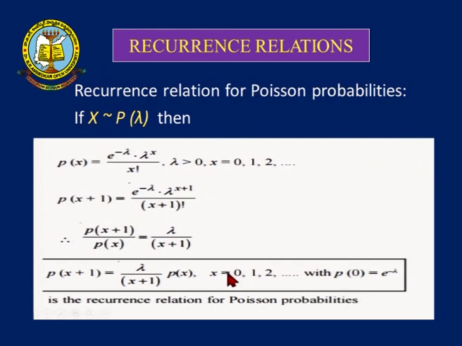Here x takes values 0, 1, 2 and so on, with the probability of 0 equal to e to the power of minus lambda. This is the recurrence relation for Poisson probabilities.